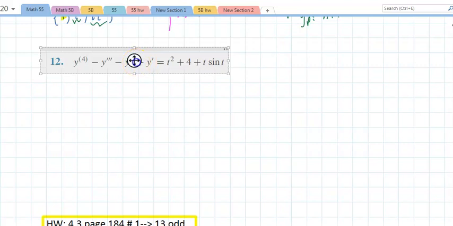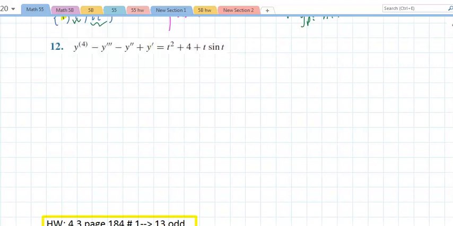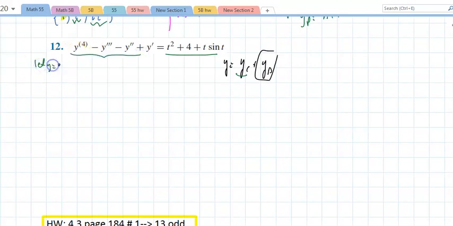Again, they just want us to list the particular. They only want this. The only reason I'm finding the complementary is because I need to know if I should modify those. And this is a linear equation with constant coefficients. Let y equal e to the rt. I'm going to get e to the rt times r to the fourth minus r cubed minus r squared plus r equaling 0. I factor an r out. r cubed minus r squared minus r plus 1 equals 0.